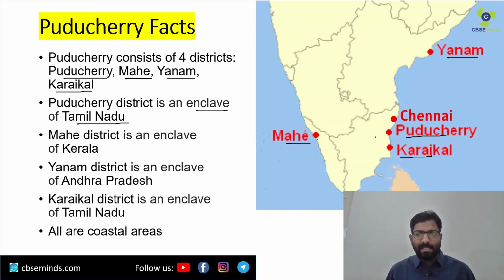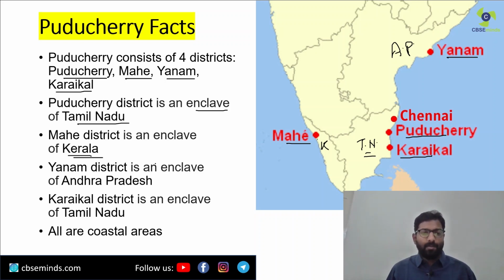You can see over here that Puducherry district is an enclave of Tamil Nadu. Over here you can see this is Tamil Nadu. And then Mahe also is an enclave of Kerala. This is Mahe, and this is the state of Kerala. Yanam is an enclave of Andhra Pradesh over here. And then Karaikal district is an enclave of Tamil Nadu, again over here in the state of Tamil Nadu.